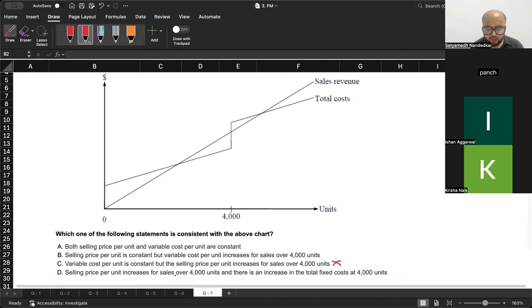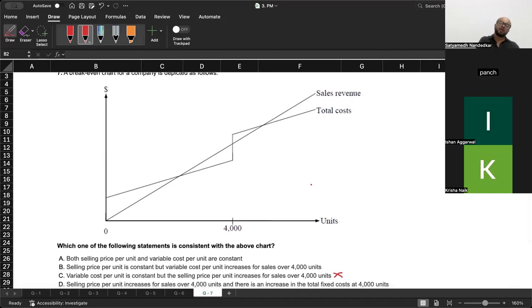Selling price per unit increases for sales over 4,000 units, and there is an increase in the total fixed cost at 4,000 units. Now observe this data and tell me what is happening at 4,000 units. Is variable cost changing or fixed cost changing? Fixed cost, right? See, total revenue is a straight line that starts from origin. So selling price per unit remains the same.